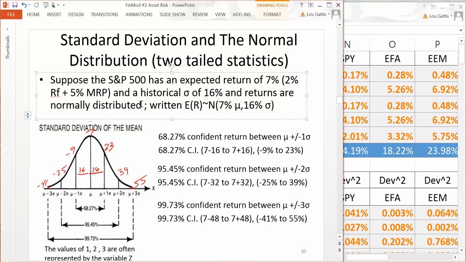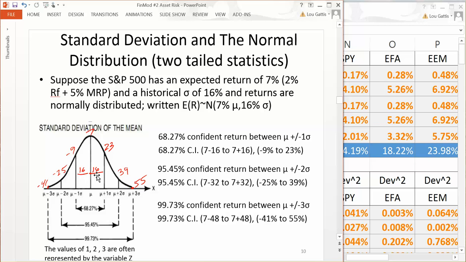So if I make a huge assumption, and I'm always a little nervous making that assumption, that the S&P 500 returns are normally distributed, we write that the expected return is distributed normally with a mean of 7 and a volatility of 16. We can then make our statements based on our graph.